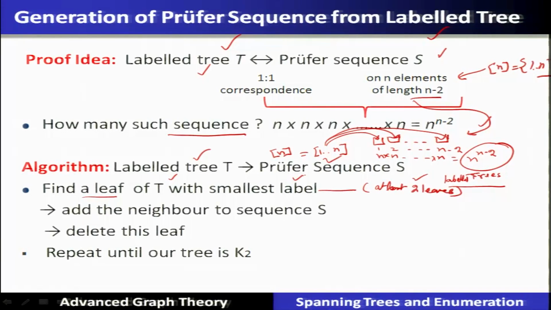So, having identified the smallest label leaf, what will we do? We will delete this leaf, and the neighbor of this leaf will be added to the sequence. So we are building up that sequence. This step is repeated; we keep on repeating, iterating till our tree becomes only K2, that means only one edge connecting two different vertices is left. At that time this algorithm will terminate.